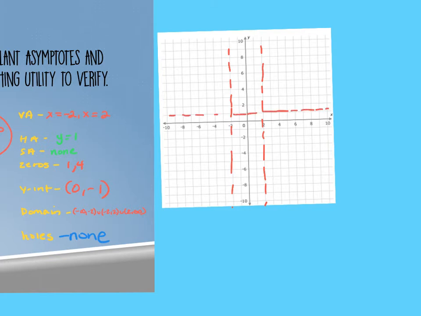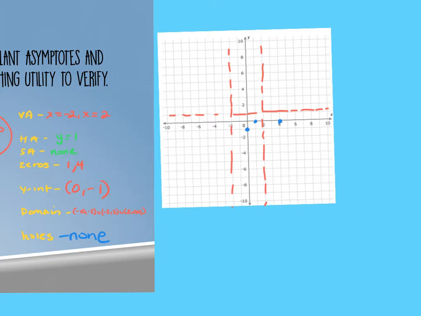All right, vertical asymptotes at -2 and +2, horizontal asymptote at y equals 1. There's no slant. My zeros are at 1 and at 4. And my y-intercept is at (0, -1). Questions so far?